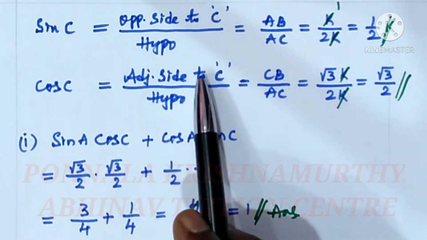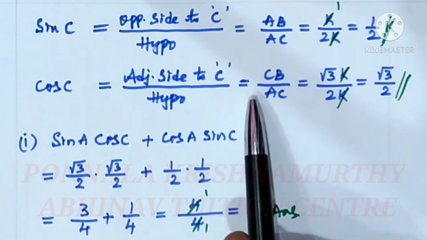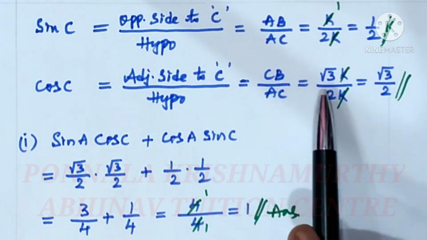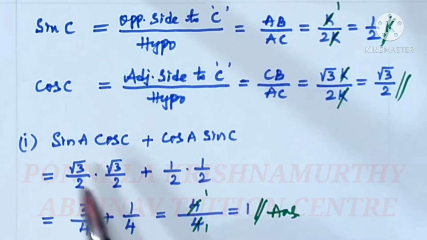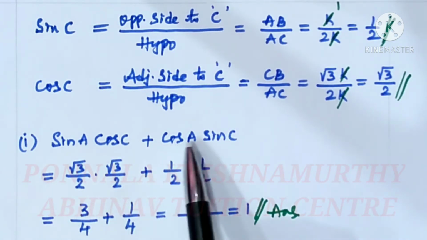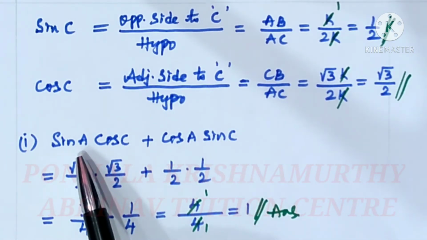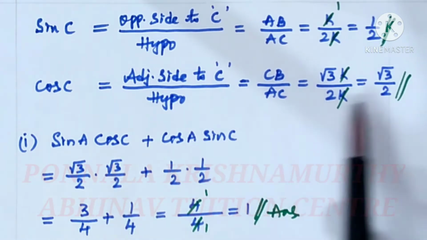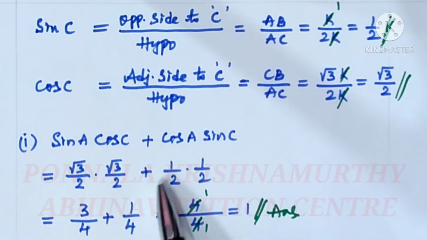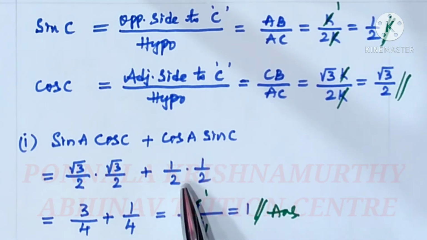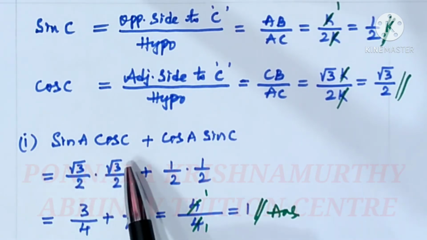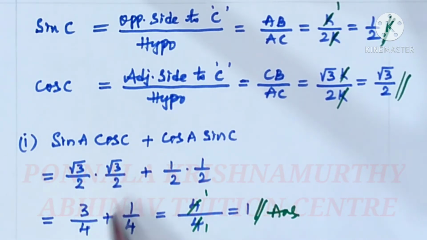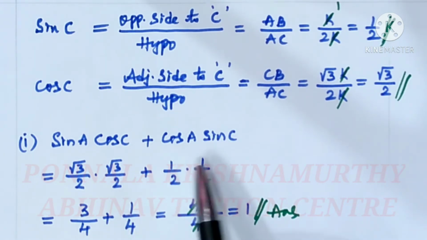Cos C equal to adjacent side to C by hypotenuse, that is equal to CB by AC, that is equal to root 3K by 2K, K cancel, root 3 by 2. First bit, sin A cos C plus cos A sin C. Sin A is root 3 by 2 and cos C is root 3 by 2, plus cos A is 1 by 2 and sin C is 1 by 2. This is equal to root 3 into root 3, 3 by 2 into 2, 4, plus 1 into 1, 1 by 2 into 2, 4.